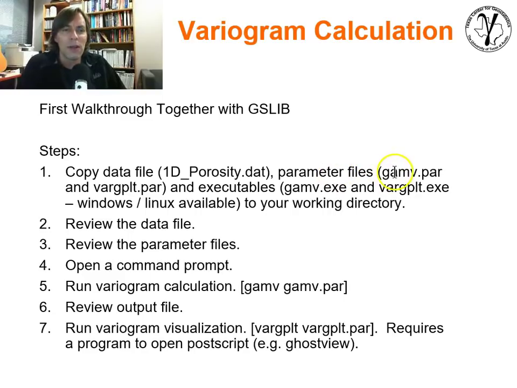We'll fill out parameter files for GAMV PAR, which is the variogram calculation program for regularly spaced data, and vargplot, which is variogram visualization given the output from GAMV. And we'll make sure we have the GeoSlib executables gamv.exe and vargplot.exe, which are both available in Windows and Linux. They're available on the internet. You just type in GeoSlib, you'll find it very quickly. They're available on a website there. I forget what it was called. So let's go ahead, and I've set that up already, and we'll do it very quickly.